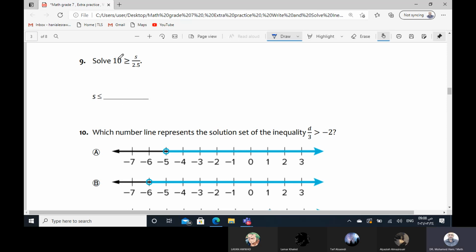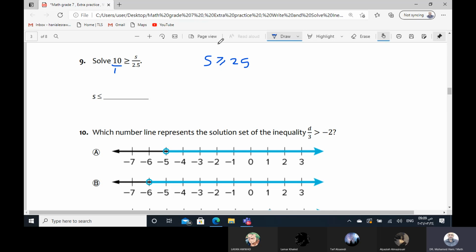As you see here we have 10, so the denominator here will be 1. Then we can do a cross product. Write the same sign. Then s times 1, s. Then 10 times 2.5. 10 times 2.5 will be 25. So the answer here is s greater than or equal 25.